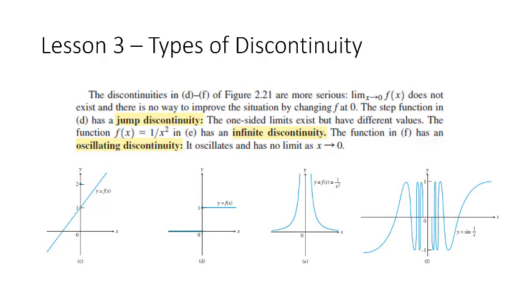Types of discontinuity. Scholars must be able to name the type and location of discontinuities. I have never seen a question about oscillating discontinuity on an AB exam, but it is not impossible for this type of discontinuity to show up, so you should teach it.